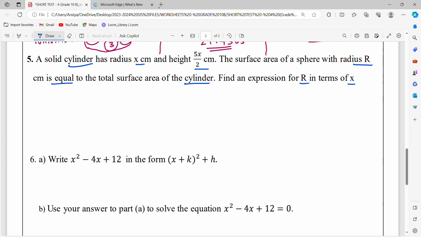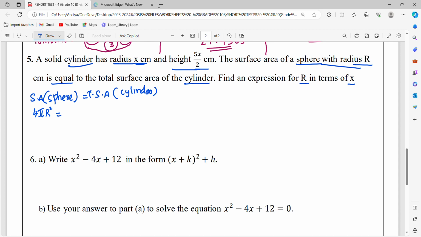Okay, so that's the clue. Here surface areas are equal. Surface areas of which shape? The surface area of a sphere is equal to the total surface area of the cylinder. For a cylinder, the radius is x, the height is given, and for the sphere, the radius is capital R. Okay, what's the formula for surface area of a sphere? It is 4 pi r square. Why do we use capital R? Because it is specifically given the radius is capital R.